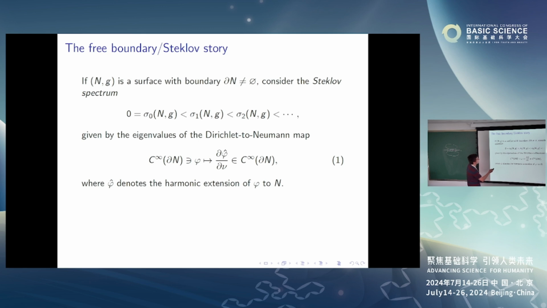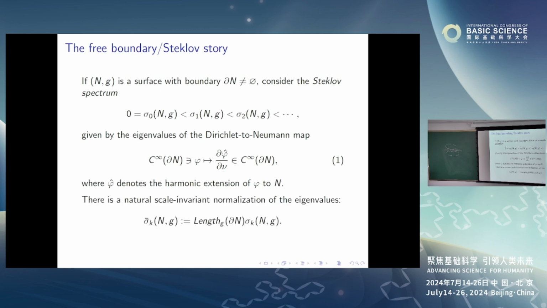You can once again interpret these via a Rayleigh quotient, where now instead of your denominator being integrals with respect to the area in the interior, it's now integrals with respect to the length measure on the boundary. And once again, there's a natural scale invariant normalization of these eigenvalues. This is a first order pseudo-differential operator, and we can multiply these eigenvalues by the length to get a nice scale invariant functional of the metric.